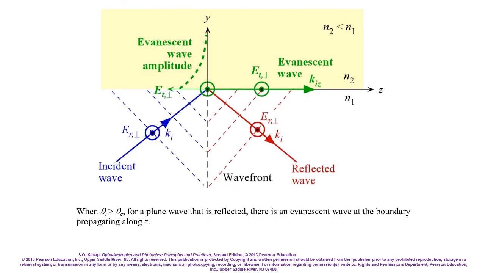This figure shows an evanescent wave, where we can see that when theta I is greater than theta c, there is total internal reflection. However, some wave is transmitted into medium 2 according to the boundary condition, but it is a decaying wave. So the evanescent wave amplitude is decreasing here, and the plane wave is reflected. There is an evanescent wave at the boundary propagating along z.